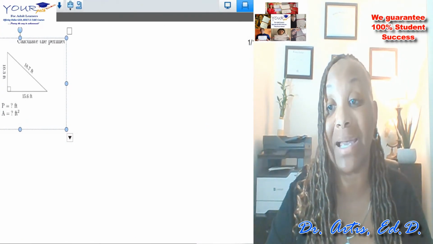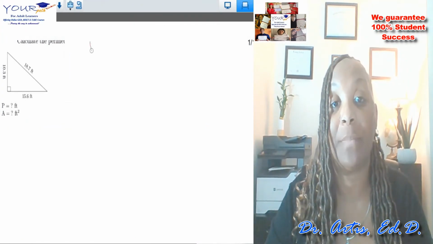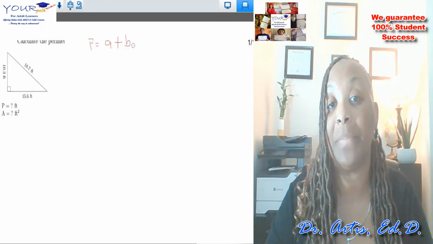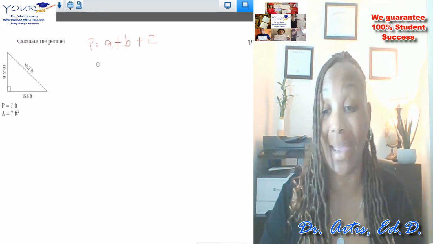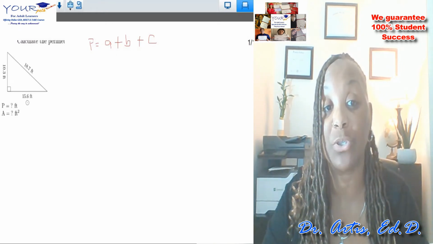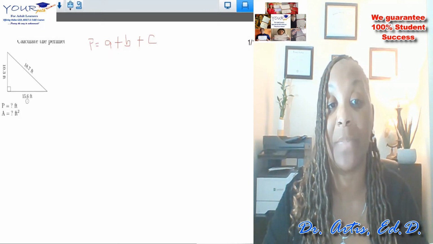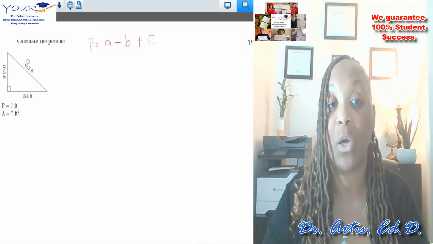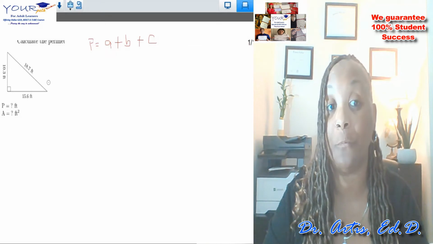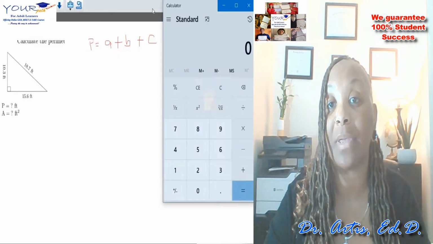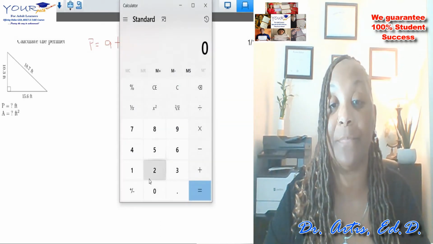Now, when you are finding the perimeter, the formula is P equals A plus B plus C. So basically, finding the perimeter is quite simple. It's very easy because all you're doing is adding all of these measurements up. Okay, so you're getting the sum of the measurements that go around the triangle. All right, so let's calculate. We're going to bring up our calculator and we're going to add up these measurements.